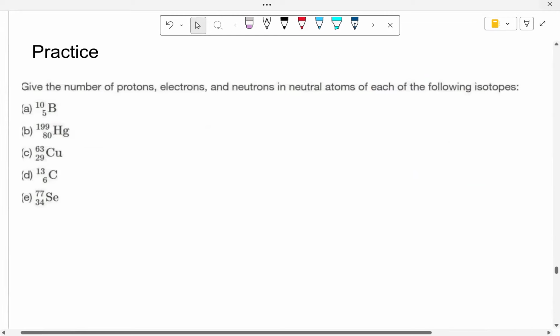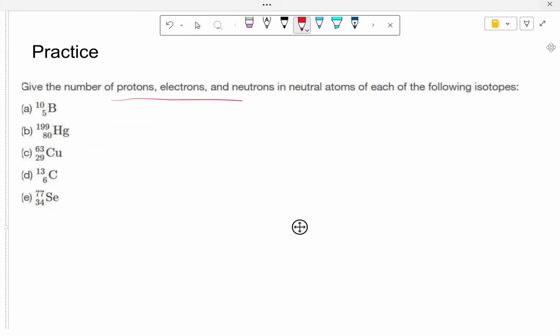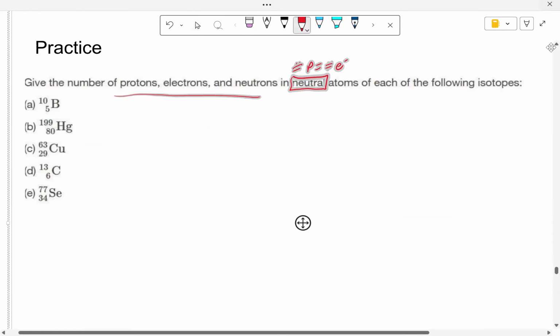Okay, so if I give you a chemical symbol, you should be able to predict all of these things. So we're going to find the protons, electrons, and neutrons, and these are for neutral atoms. Now, when you see that term neutral, what does that mean? The number of protons should equal the number of electrons. All right, so let's start with boron.